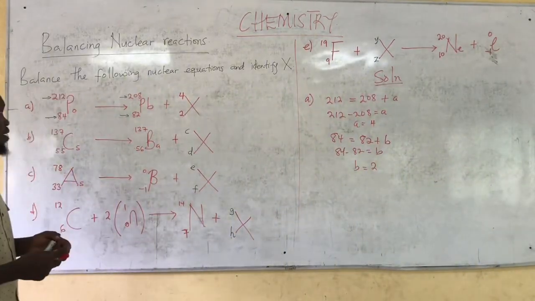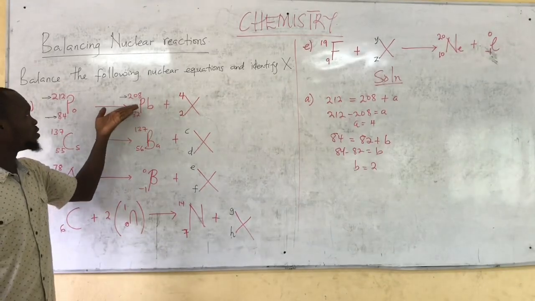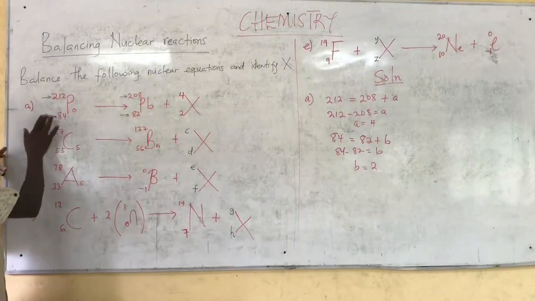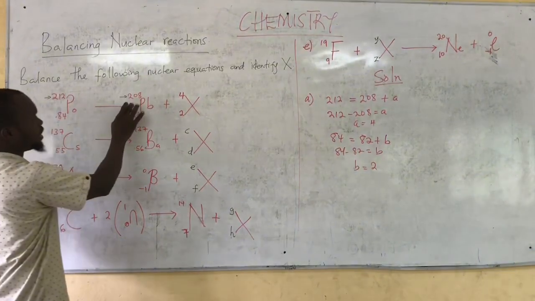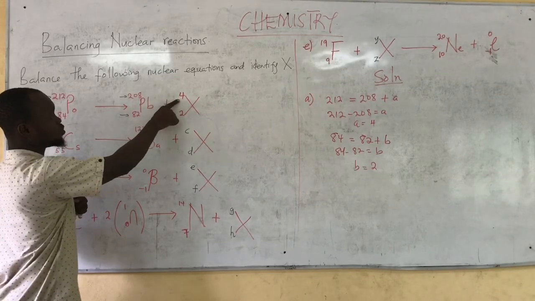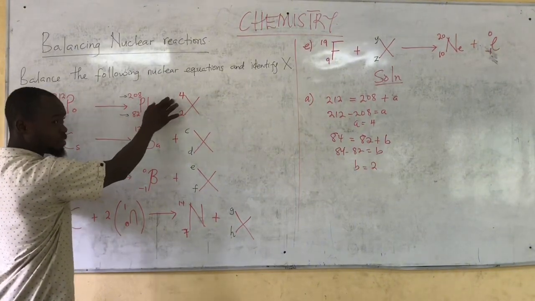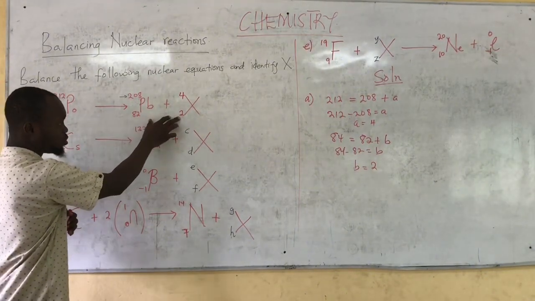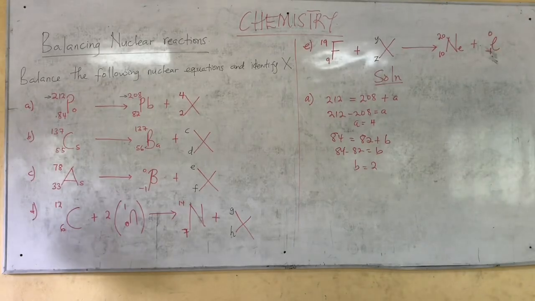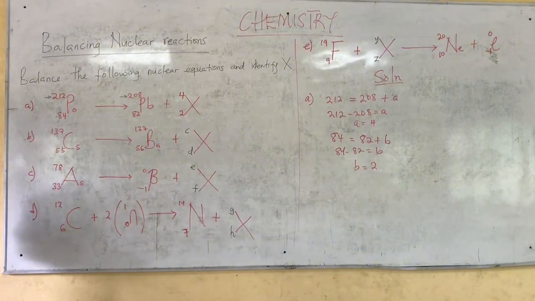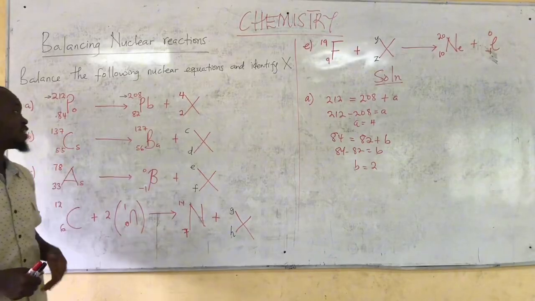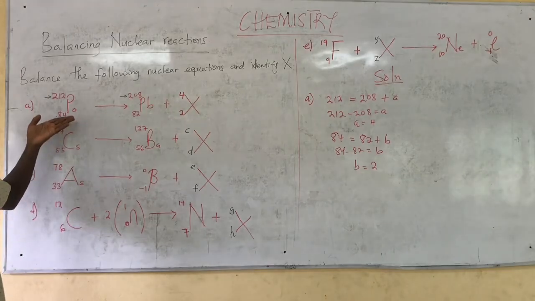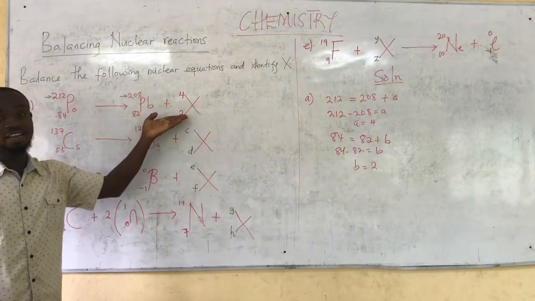Now, to validate our ideology, we have to make sure that once we add the masses on the product, it should be equal to that of the reactant. Here we have a total mass of 212. Now let's come here. We have 208 plus 4, and that is 212. So the mass numbers are the same. Now we have a total proton number of 84, and here we have 82 plus 2, and that is also equal to 84. So the equation is balanced. And which particle is X here? This can be a helium atom or it can be an alpha particle. Since we have polonium undergoing disintegration, this is an alpha particle.